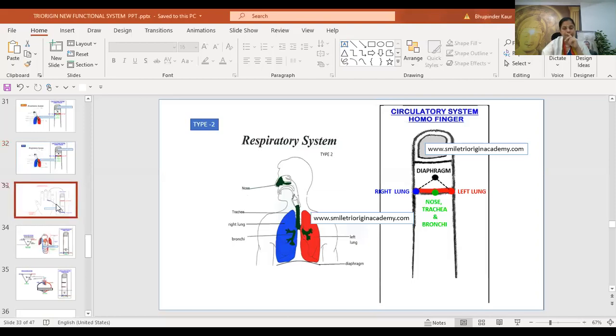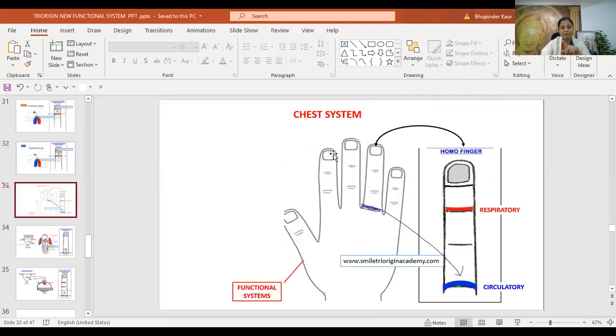So let's see two types of circulation in two patterns. Circulatory system. Chest system. So in the chest system, now this is the homo finger. The top was your respiratory and the lower joint represents the circulatory, after the functional system. After renting this system, the forefinger opens and you are focusing on the homo finger. In the homo finger, the hetero joint is the respiratory system and the homo joint is the circulatory system.